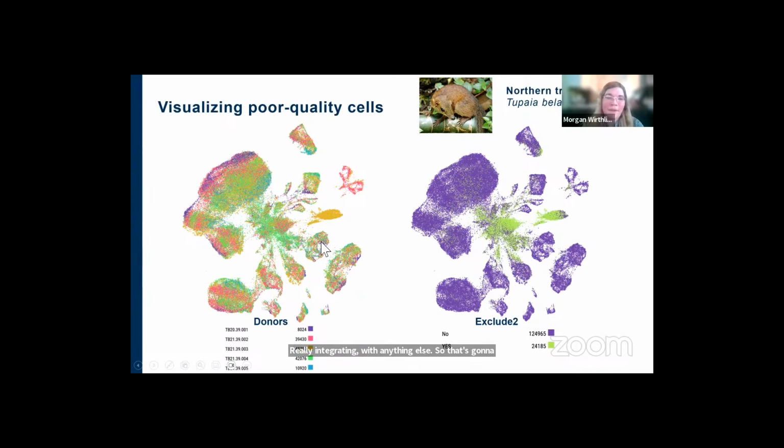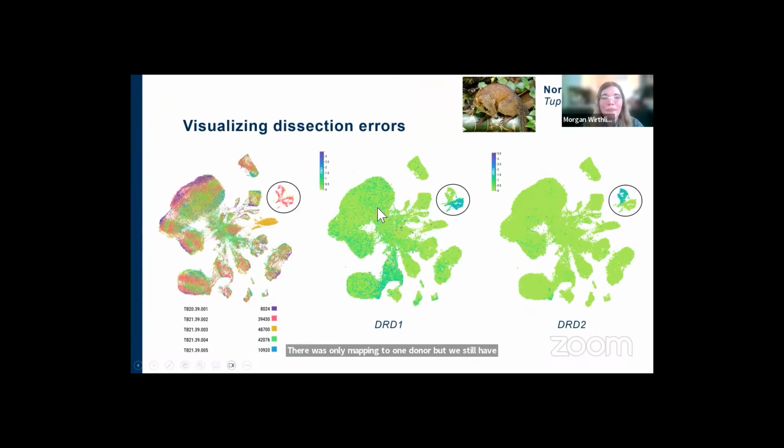We then do different ways of visualizing poor quality cells that we want to remove. Exclude is just one feature we can look at, looking at gene counts, the doublet scores, things like that, to try to figure out which cells might be worth throwing away. And so that gets rid of this splatter cluster in the middle, and also this spurious cluster over here that was only mapping to one donor, but we still have this funny thing coming mainly from one donor over here.